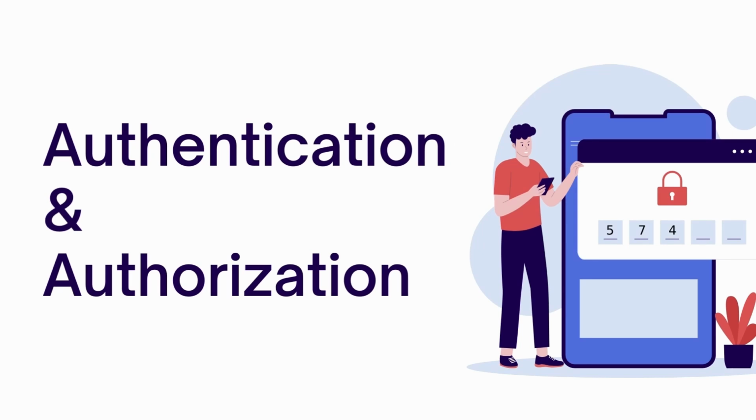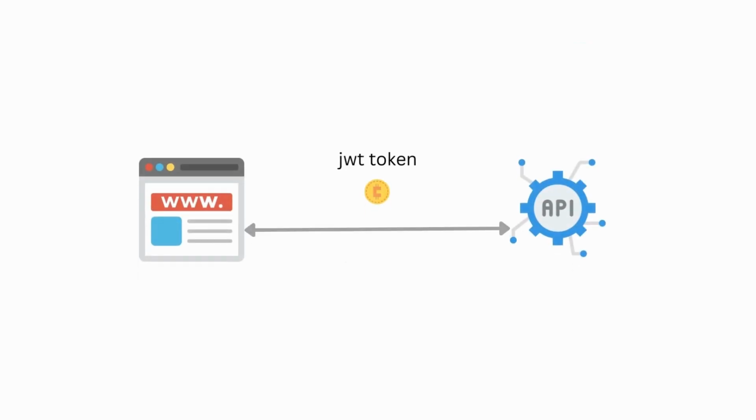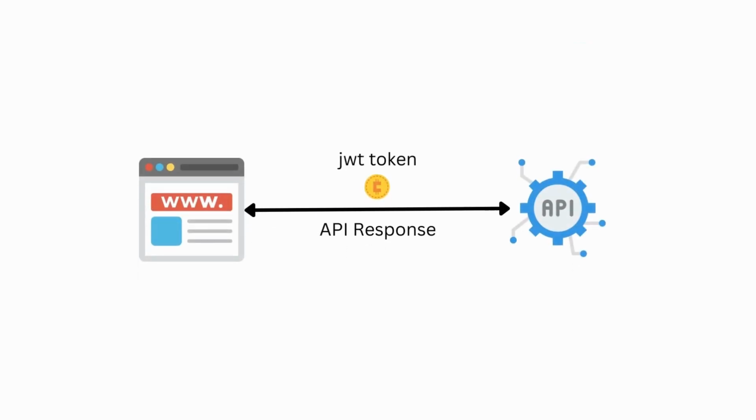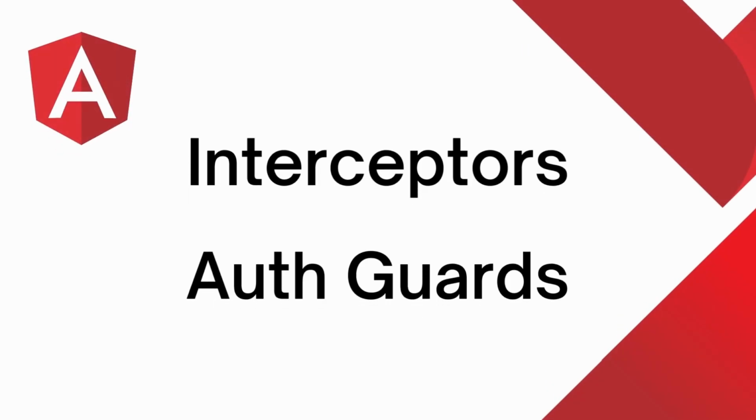To protect our application, we will learn and build authentication and authorization in both the API and the UI application. We will use ASP.NET Core identity and create a JWT token from our API so that our Angular application can use this JWT token to make authenticated API calls. In our Angular application, we will use advanced techniques and build interceptors, auth guards, and much more.